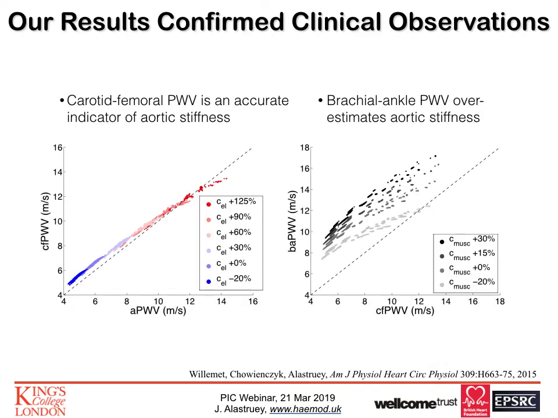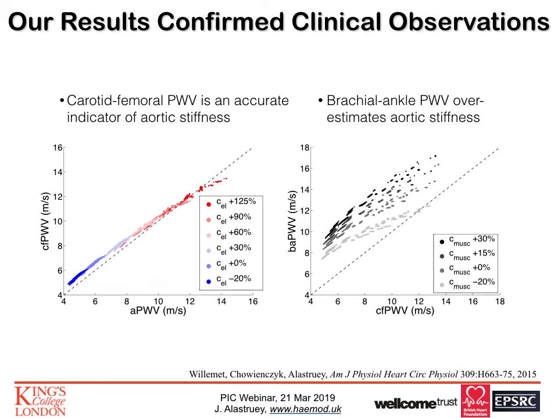Our results confirm clinical observations. First, carotid femoral pulse wave velocity is a good indicator of aortic stiffness because it correlates well with aortic pulse wave velocity. Though carotid femoral pulse wave velocity tends to overestimate aortic pulse wave velocity, especially for small values of aortic pulse wave velocity, which correspond to healthy subjects.